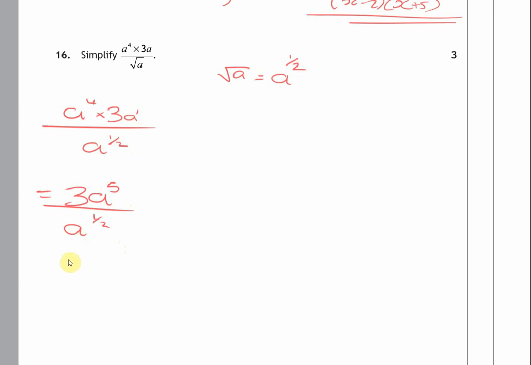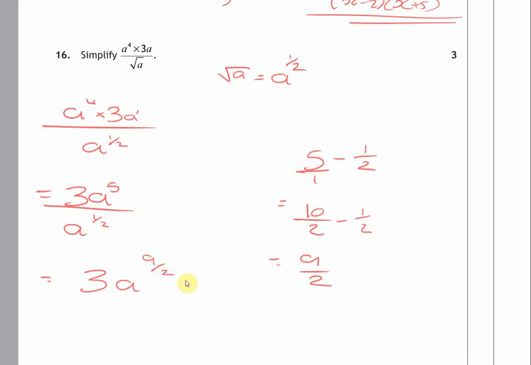Now when we divide this, we're going to have 3a to the power 5 divided by a to the power a half. So this is going to be 5 minus a half. At the side here, we'll do 5 minus a half, because remember, it's the top take away the bottom. We'll put this over 1 to turn it into a fraction. When we take fractions away, we need to make the denominators the same, so we'll multiply this fraction by 2. That gives us 10 over 2 minus a half. Then 10 minus 1 is 9 over 2. So our final answer is going to be 3a to the power 9 over 2.